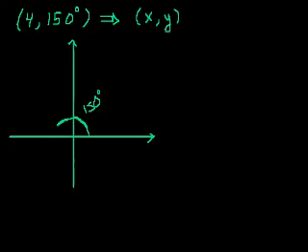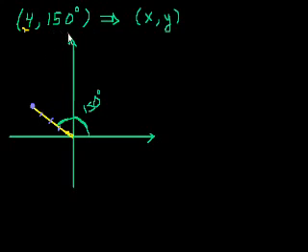So I've pointed you in this direction. How far should you go? It says you go 4 units in the 150 degree direction. So I want to go 4 units in that direction. Let me do it in a different color. I'm just assuming that this is 1, 2, 3, 4 units. So that's 4, 150 degrees.